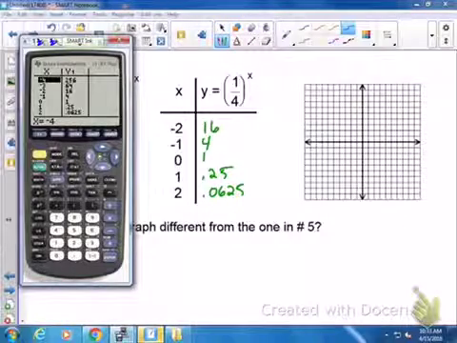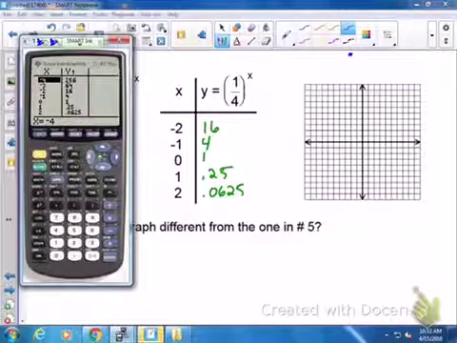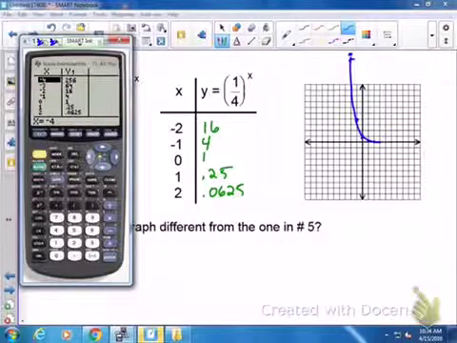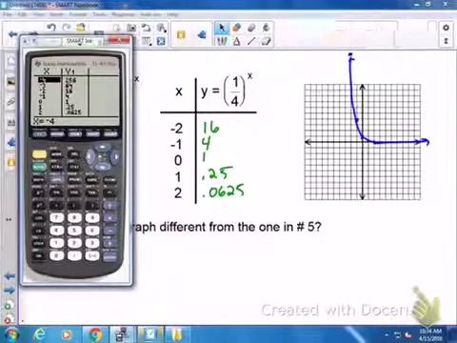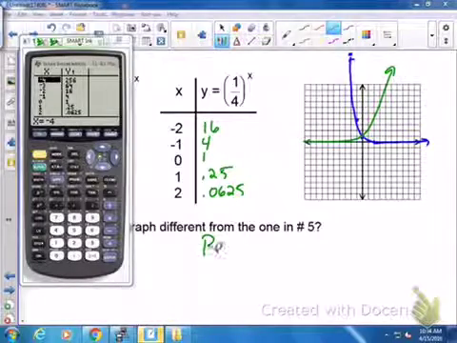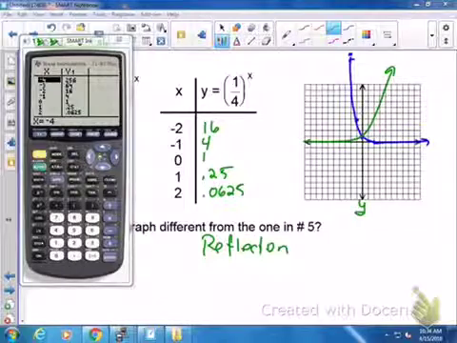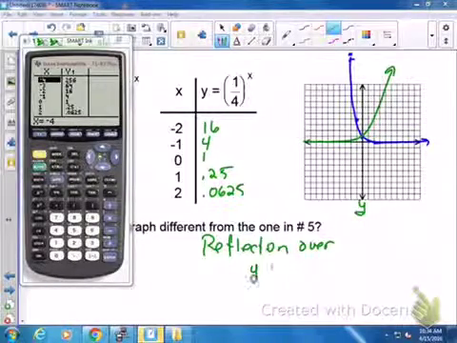Let's plot those. At 2, I'm way up here. At -2, I'm off the charts. At -1, I'm at 4. At 0, I'm at 1. And then the next 2 are just getting progressively closer to 0. So there is my function. Now remember, the parent function looked more like this. So again, it is a reflection. But this time, it's flipping side to side, so this is over the y-axis.